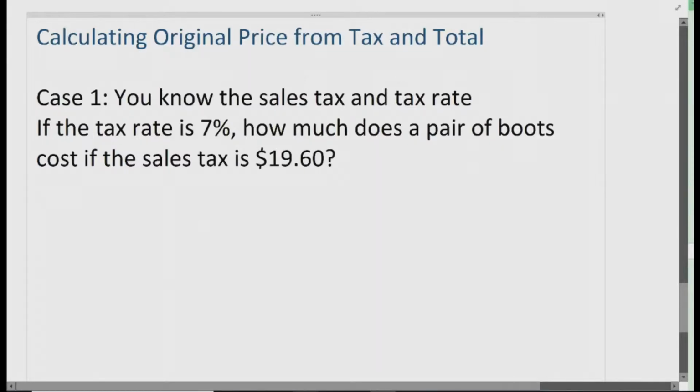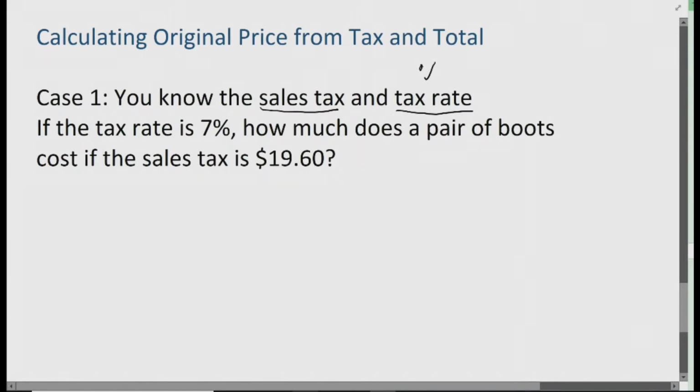So based on our lesson today, we're going to try to find the original price in two conditions. In the first case, we know the sales tax and the tax rate. And in the second case, we'll have to know the total price paid and the tax rate. Starting off with the first case, we first have to define our terms: sales tax and the tax rate.